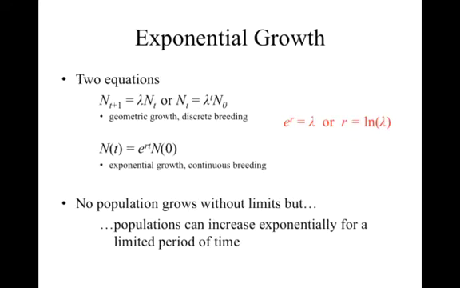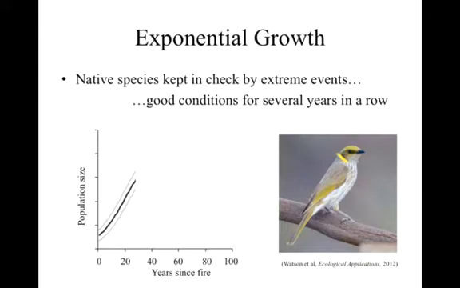Well, the fact is, populations can increase exponentially. They can increase like geometric growth if it's discrete breeding, or exponential growth if it's continuous breeding. They can do that for a period of time. They can do that when the population size is really small, and so none of the resources are particularly limited. So when does that happen? Well, it might happen if you have a native species that's kept in check by extreme events.